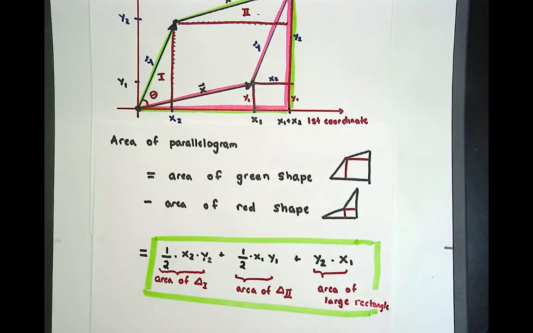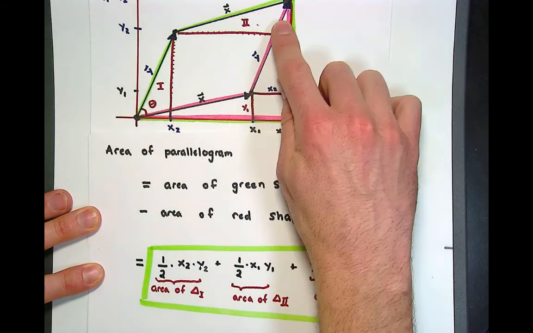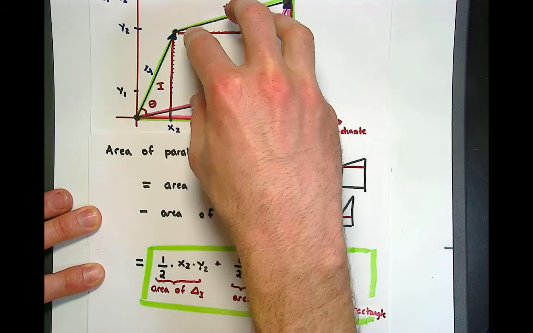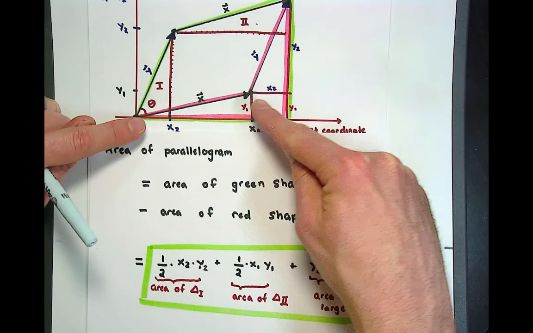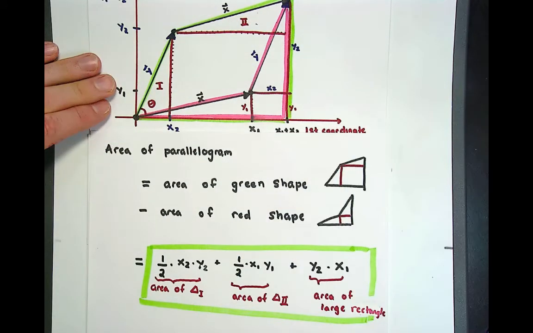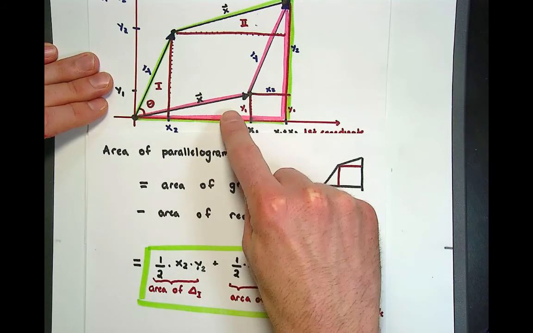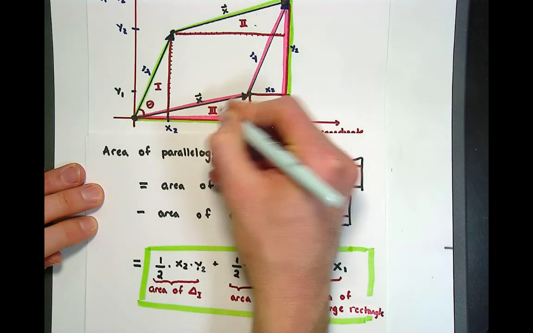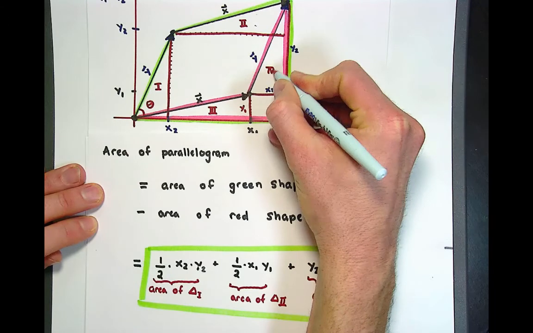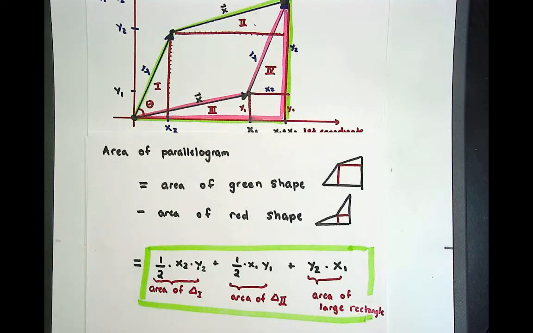All right. The whole idea here, though, is that we were trying to find the area of the parallelogram, this one here. And we said that to do so, we'd find the area of the green shape, the outer large shape, and then we'd subtract away from it the area of the red shape. Well, the area of the red shape was the area of triangle 3, triangle 4, and of course the area of the small rectangle.